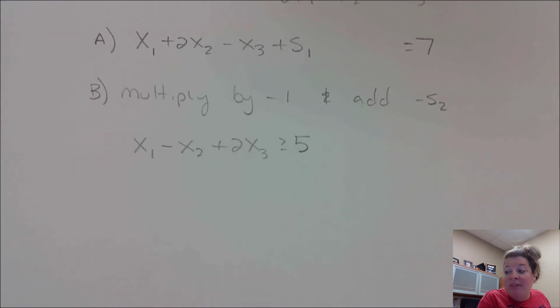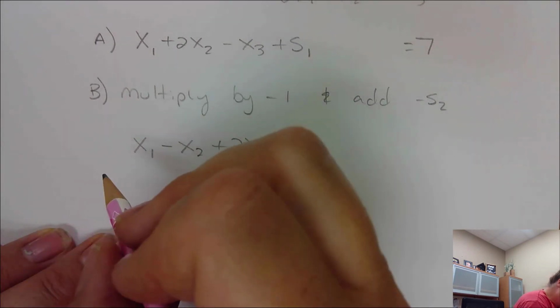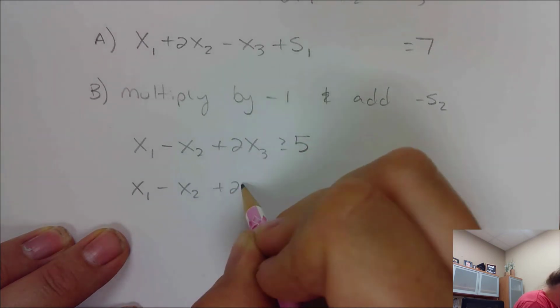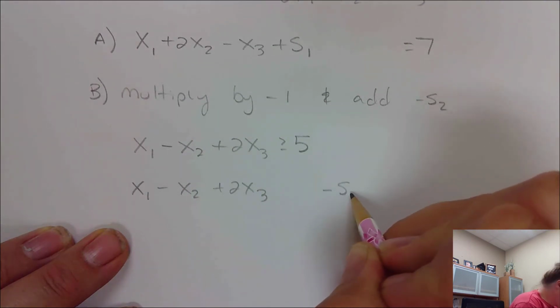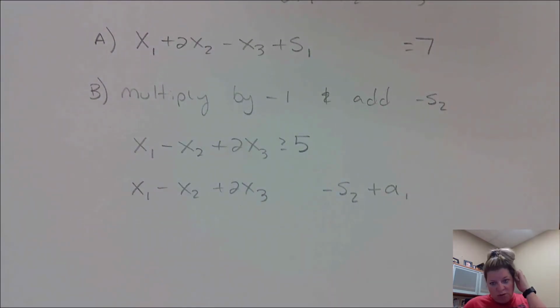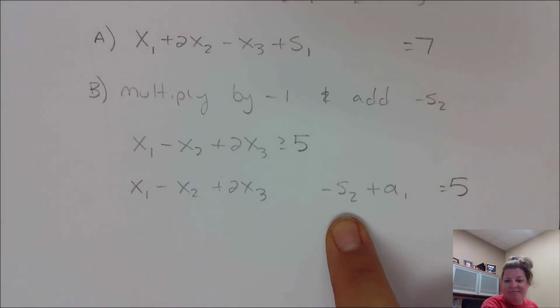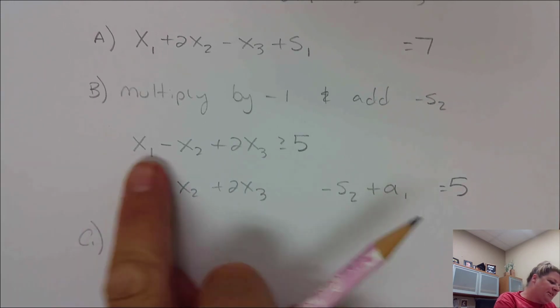So then let's write it with its slack. It will become x1 minus x2 plus 2x3 minus s2, plus an a1, equals 5. So I just put it as a negative s2, and we have our artificial. Artificial because it was the wrong way. Basically when we multiplied it, it became the other way.